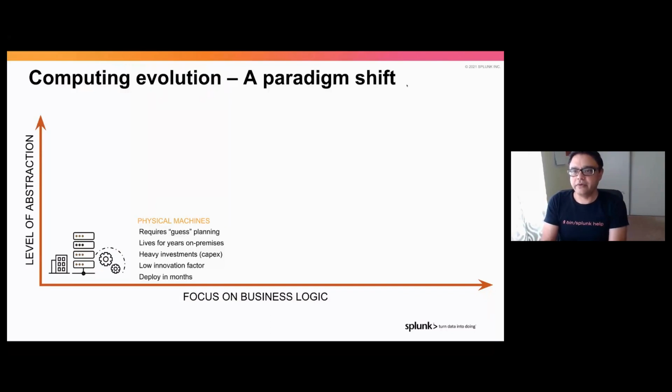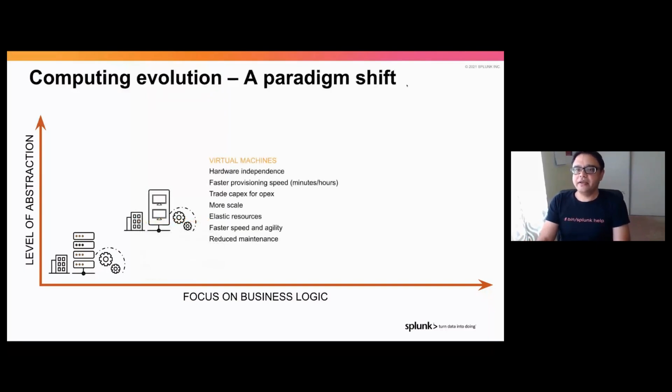What's the computing evolution? We started with physical machines. Physical machines require us to guess the capacity planning. It lives for years on premises. It has heavy investment, CapEx. The cycle is slower, so a low innovation factor, and deployment takes months. The code deployment frequency used to be six months or more, a couple of times a year.